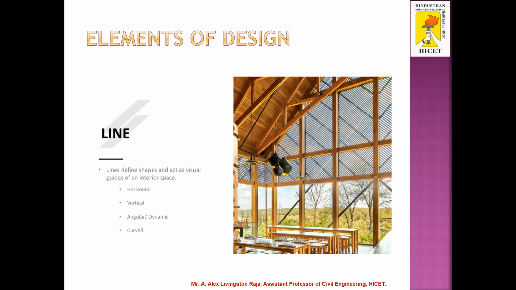A line is one of the simplest elements of design. When a point moves along an axis, the path tracked by the point creates a line. Lines are unidimensional and have only a length or distance. In interior design and architecture, different kinds of lines are used to represent different design philosophies. For example, horizontal lines represent balance and stability, vertical lines symbolize height and growth, angular and dynamic lines represent movement, and curved lines symbolize freedom.